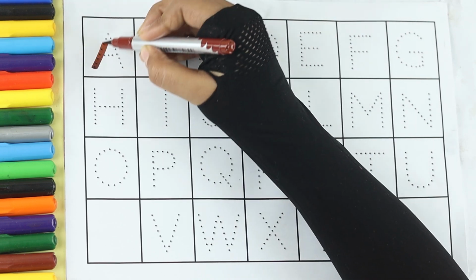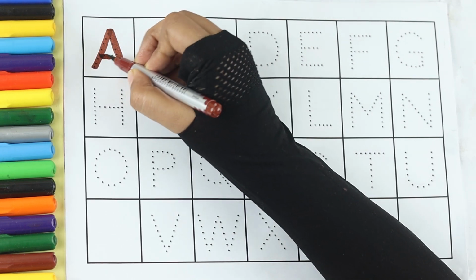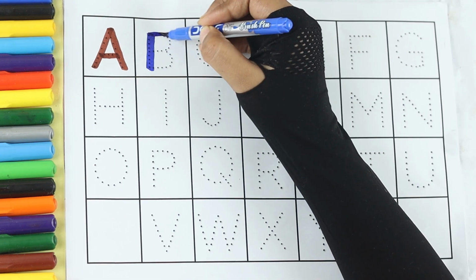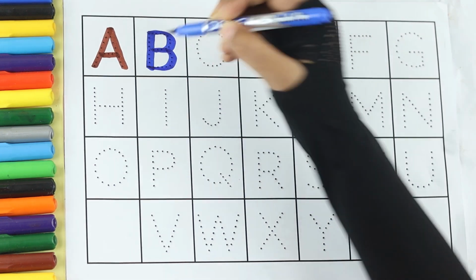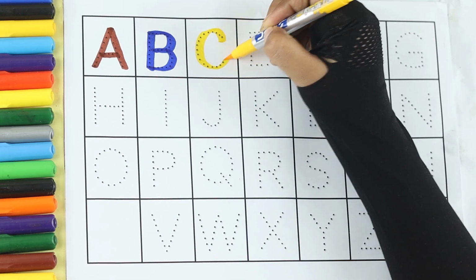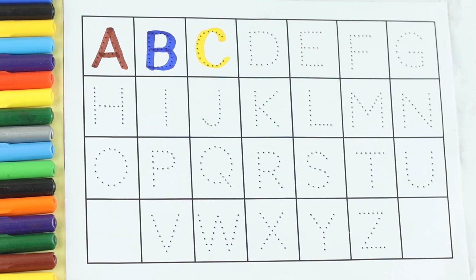Brown color, A for apple. Blue color, B for ball. Yellow color, C for cat.